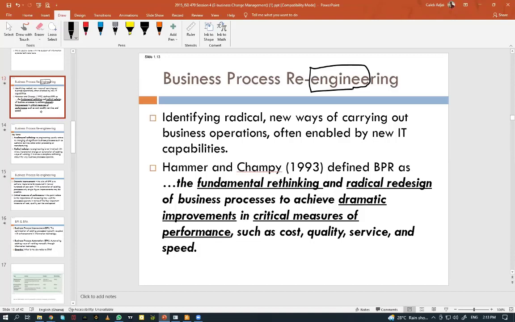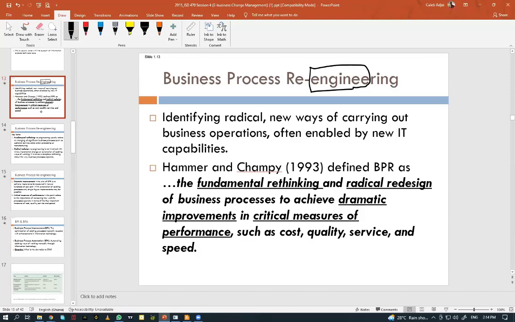According to Hammer and Champy, business process reengineering is the fundamental rethinking. So we have already thought about it, but we need to rethink the whole thing and also radically redesign the business processes to achieve a dramatic improvement, not just an improvement, a dramatic one, something that is visible, very tangible, in critical measures of performance, such as costs, quality, service, and speed.